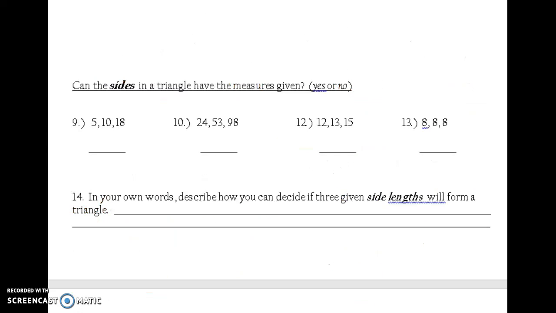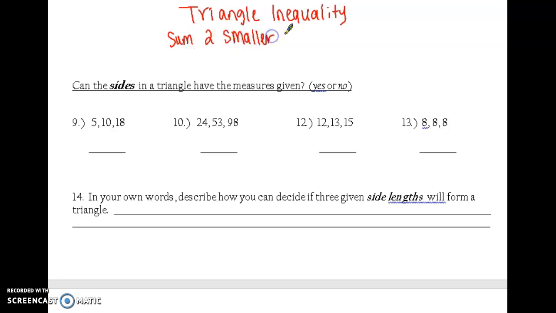Can the sides in a triangle have the measures given, yes or no? So the triangle inequality theorem states that the sum of the two smaller sides, so look for the smaller ones, should be greater than the largest or the biggest side. So 18 is the biggest one, 5 plus 10 is 15. 15 is not bigger than 18, so no.